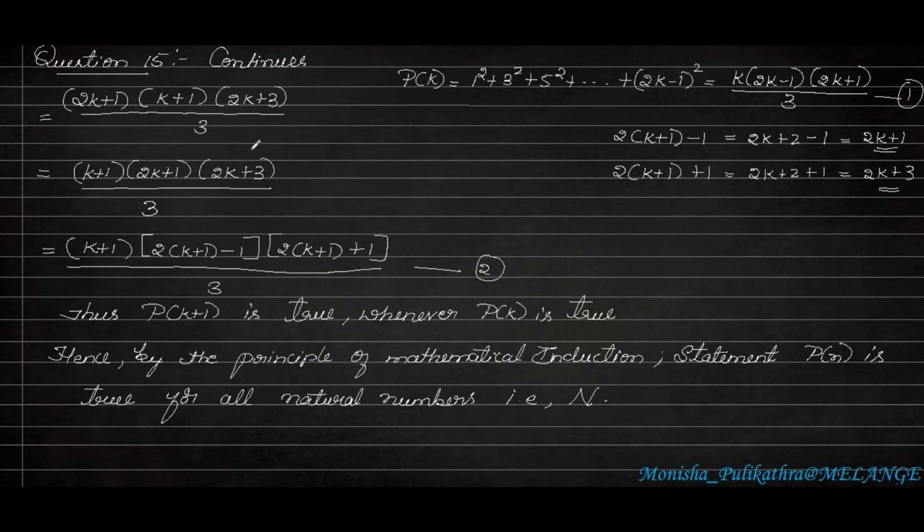So let us continue the 15th question. So here the last line is 2k plus 1, k plus 1, 2k plus 3, whole divided by 3. So this was the last line we stopped. But here it is not in the form of equation 1. I have written equation 1 one more time. Here k, 2k minus 1, 2k plus 1, whole divided by 3.